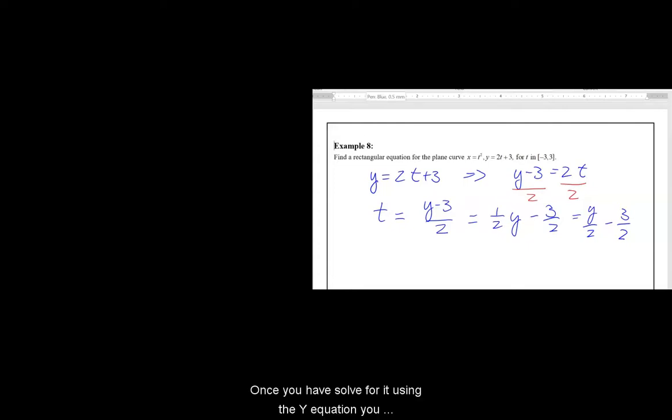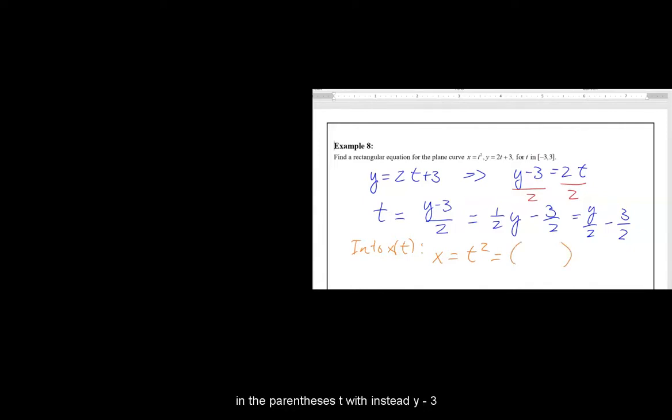Once you have solved for it using the y equation, you must, however, plug it back into the x equation. You are required to use both equations when you eliminate the parameter. So now we're going to place it into the x equation. Putting it into x of t will lead to the following. Since x is equal to t squared, I replace t in the parentheses with instead y minus 3 divided by 2 quantity squared.